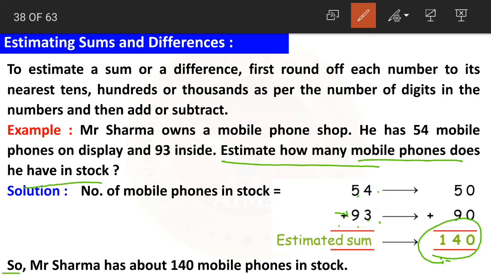So what do we conclude? Mr. Sharma has about 140 mobile phones in stock. See, has about 140. This is an estimate, right? We are just rounding off. This is not the exact number. So we are writing about 140, because it is an estimate. Clear, children?